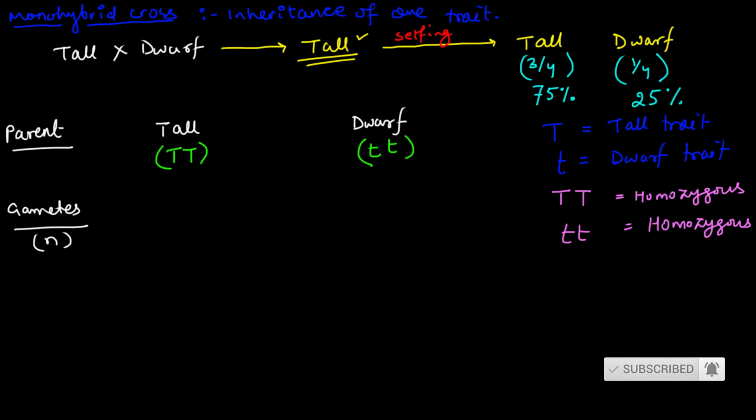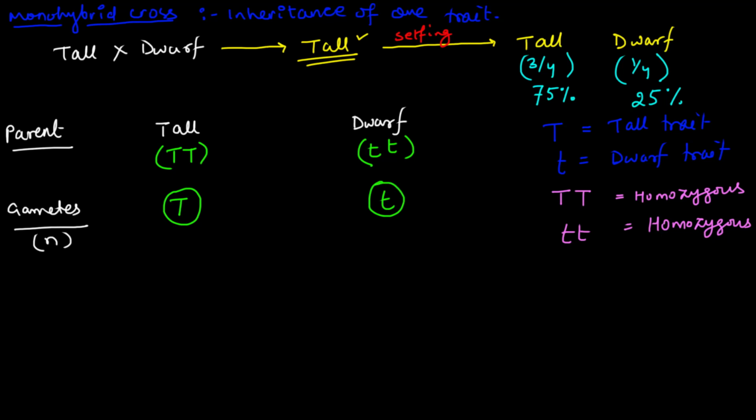So each of the gametes that is going to be formed is going to contain either the capital T allele or the small t allele, depending on the parents. So in this case, this tall plant is going to produce only one type of gamete that is going to contain the capital T allele. It's capital T and capital T, but because both of the gametes are going to have the same kind of allele, we are going to write only one. And here on this side, we are going to have all the gametes with small t alleles.